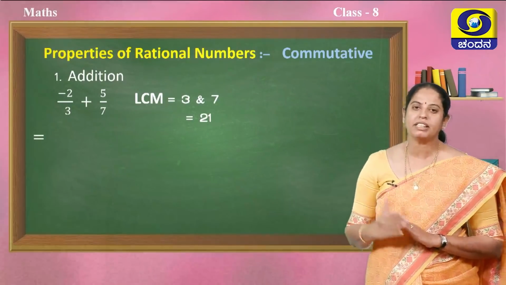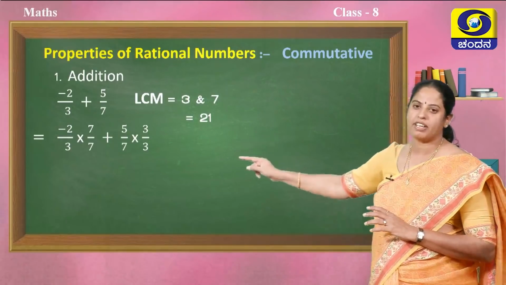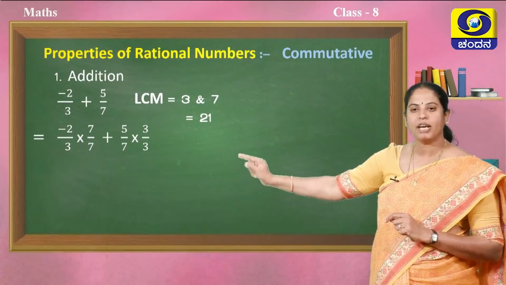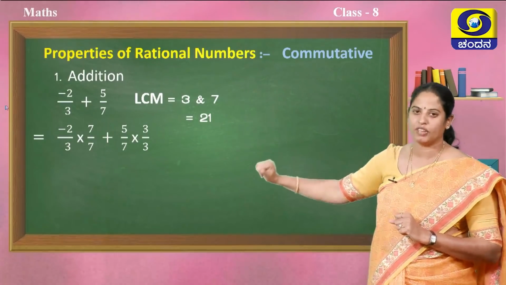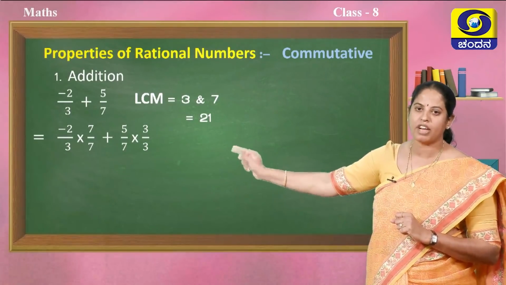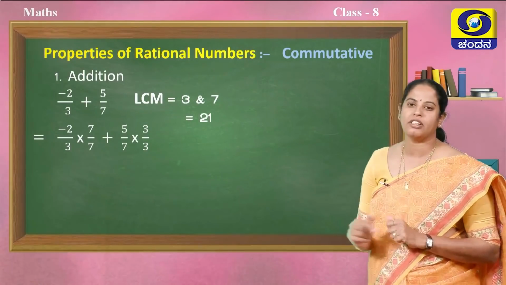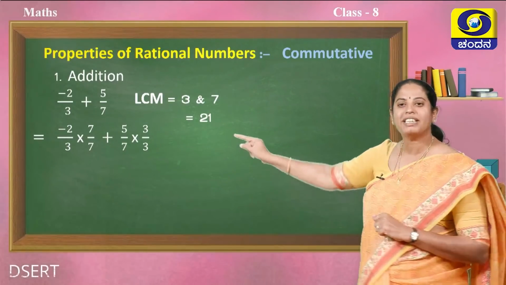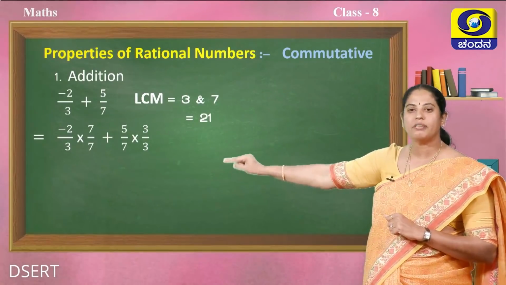I am multiplying the first rational number by 7. I am multiplying both the numerator and denominator by 7, so that I am getting the equivalent fraction of -2/3 with the denominator 21. In the same way, I am going to multiply the second rational number 5/7 by 3. Both the numerator and denominator are multiplied by 3. Why am I multiplying by 3? To get the LCM 21 as denominator, I have to multiply 7 by 3.